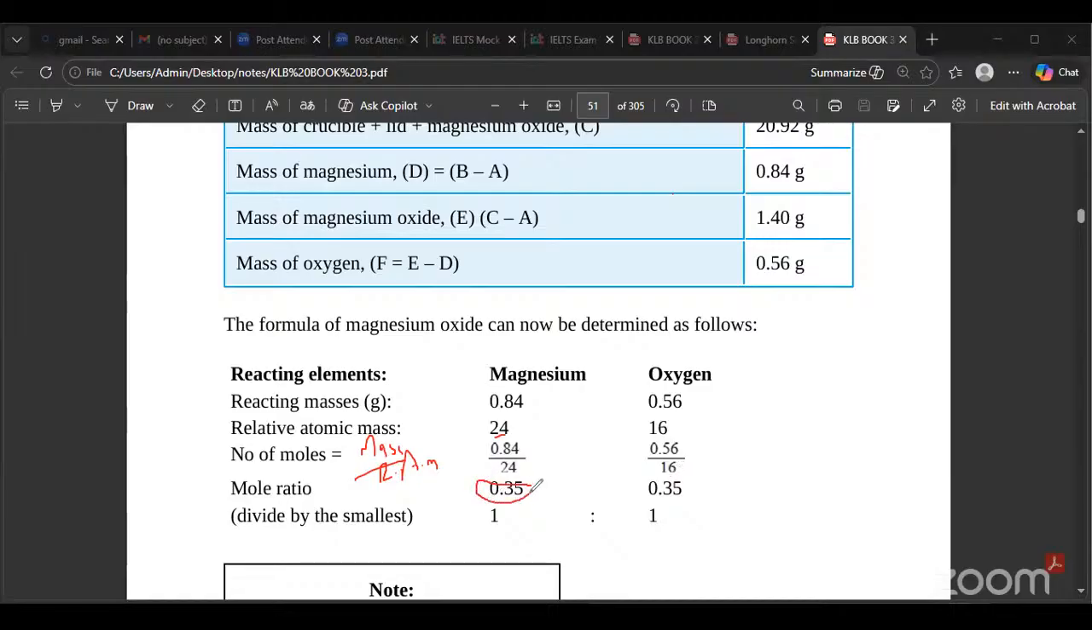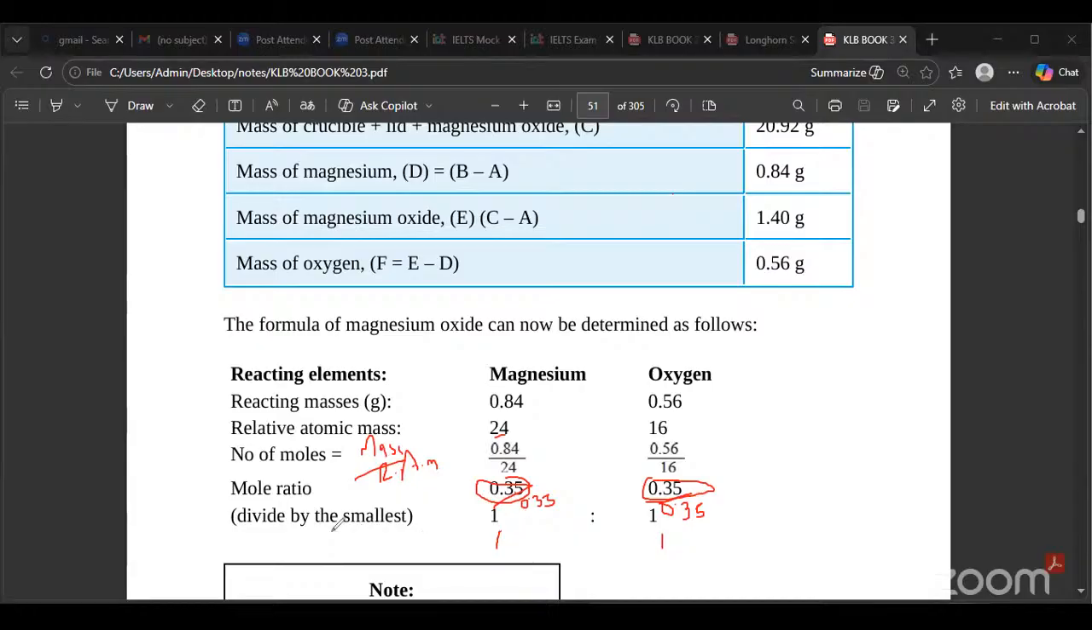For example, this one is 0.35, and this one is 0.35. So in this case, you are lucky. Both values are the same. So you make it simple. So you divide by the smallest, 0.35 over 0.35. You just divide with the one that is there. So you'll get mole ratio is 1 to 1. You divide by the smallest value.